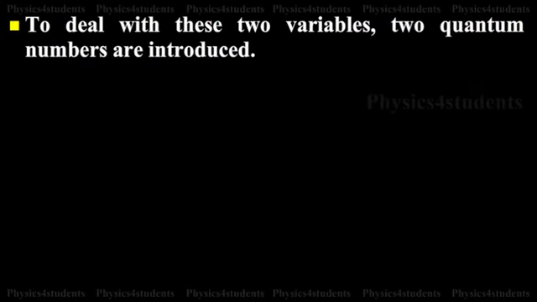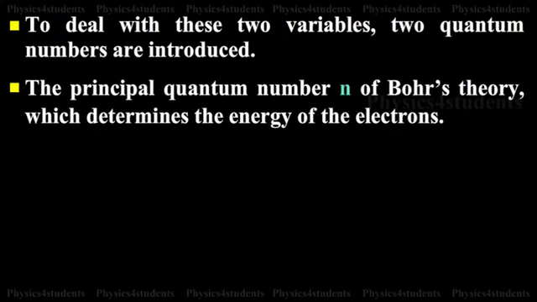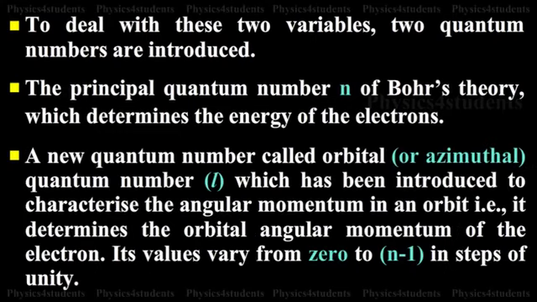To deal with these two variables, two quantum numbers are introduced. The principal quantum number n of Bohr's theory, which determines the energy of the electrons, and a new quantum number called the orbital or azimuthal quantum number, which has been introduced to characterize the angular momentum in an orbit. That is, it determines the orbital angular momentum of the electron. Its values vary from 0 to n-1 in steps of unity.